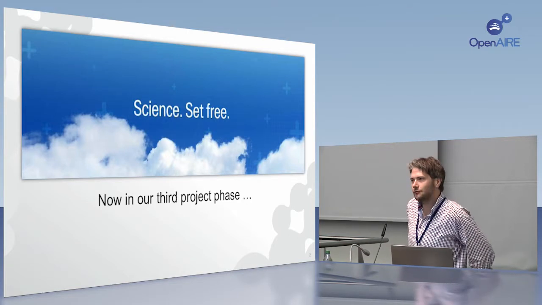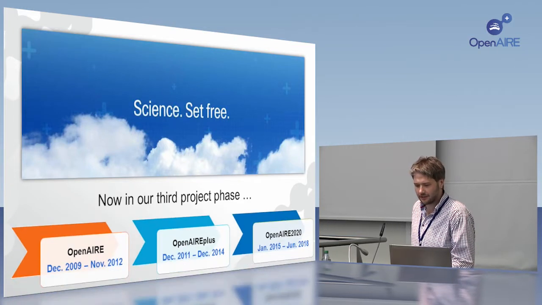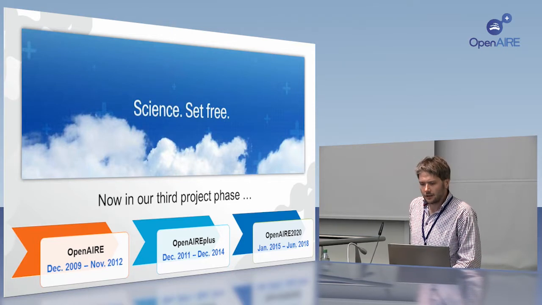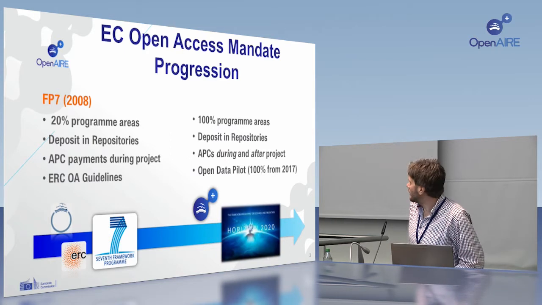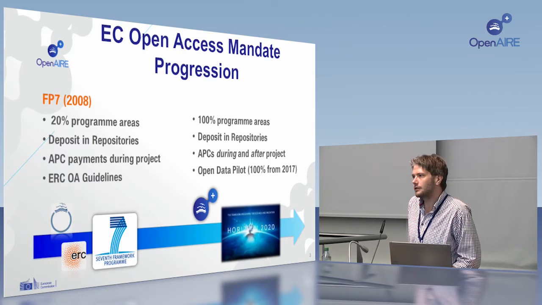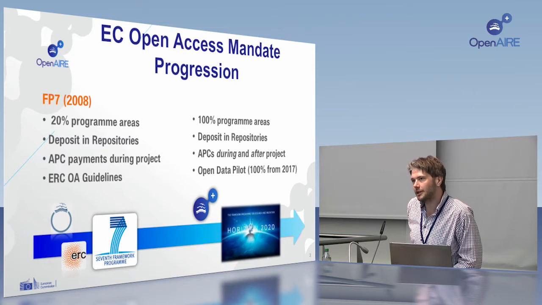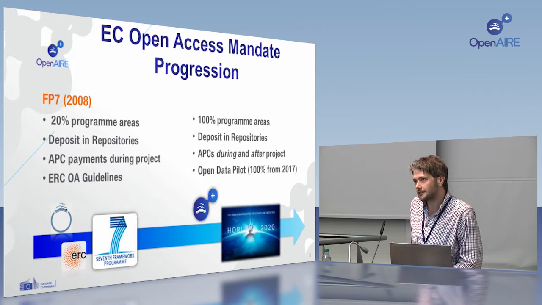OpenAIRE is an e-infrastructure for open science. We are an EC-funded project. We're now in our third phase of project funding. We've been going since 2009, and our mission has evolved along with the open access policies of the European Commission. We were funded by the European Commission to help implement and monitor their open access policies. The European Commission, since 2008, had a pilot on open access. We helped disseminate information on that and monitor levels of compliance with the open access.